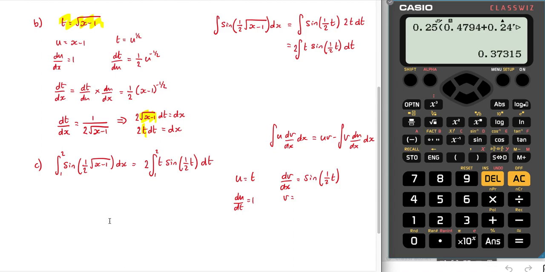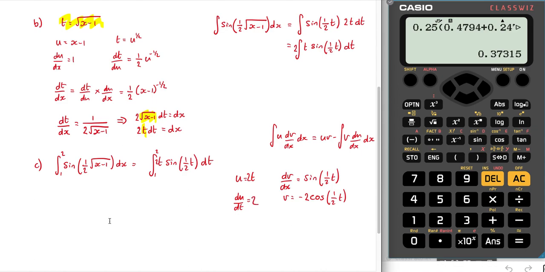We want to integrate sine, so which way around does it go? Sine, cos, minus sine, minus cos, so sine's going to go back up to minus cos, and then it's going to be 1 over a half, so that's going to be minus 2 cos of a half t. It's going to put all this back. In fact, I'm going to bring that 2 back inside my integral sign. It's just going to make things a little tidier. So that's a 2t, and then that's going to be just 2.